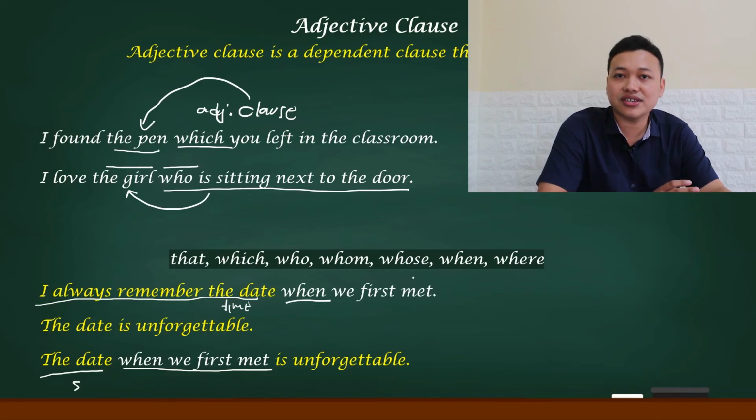Therefore, the adjective clause is not always at the end of the sentence, but on some occasions, especially when explaining the subject, it can also be placed in the middle of the sentence. Okay, I think it is quite clear already.